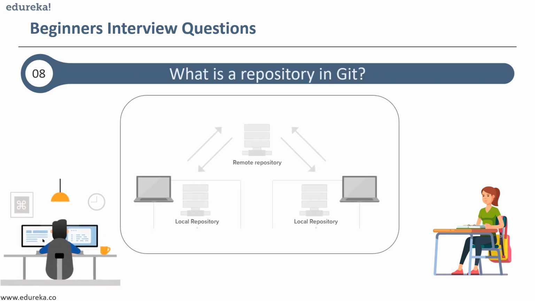The next question is, what is a repository in Git? A repository in Git is a place where Git stores all the files. Git can store all the files either in the local repository or in the remote repository.